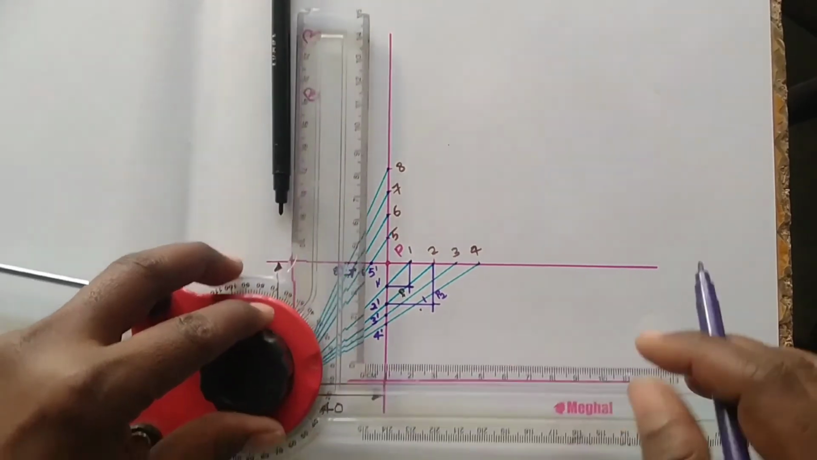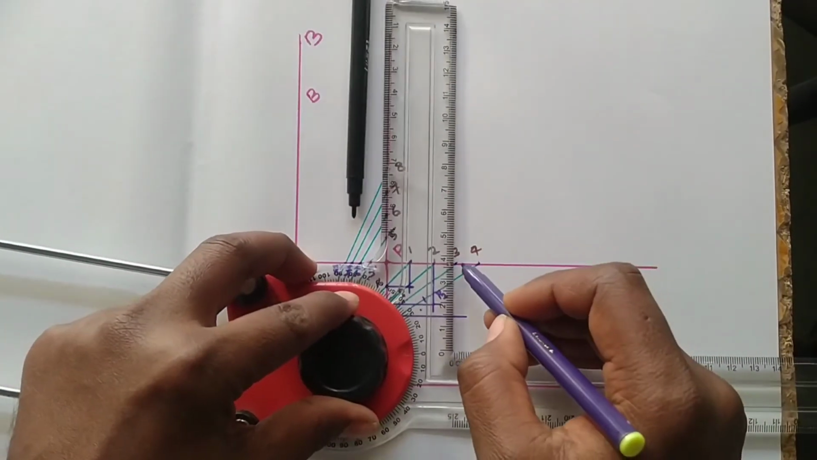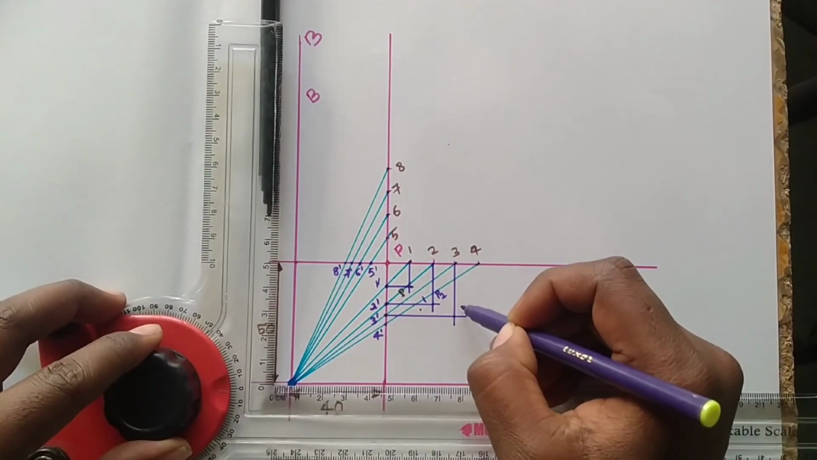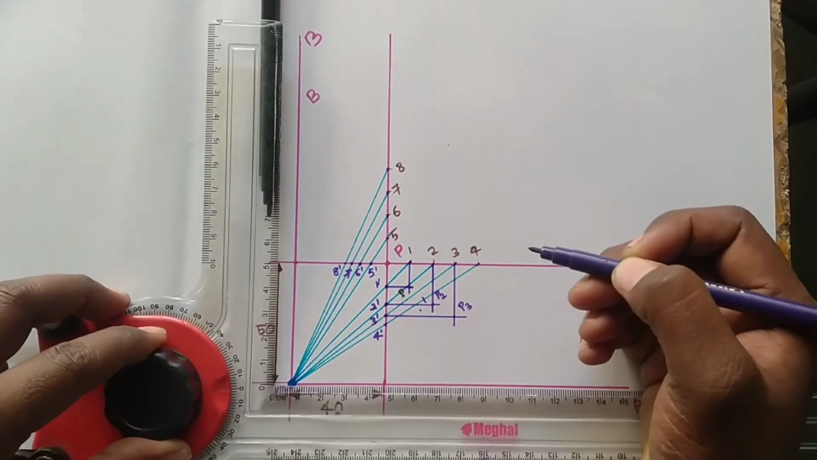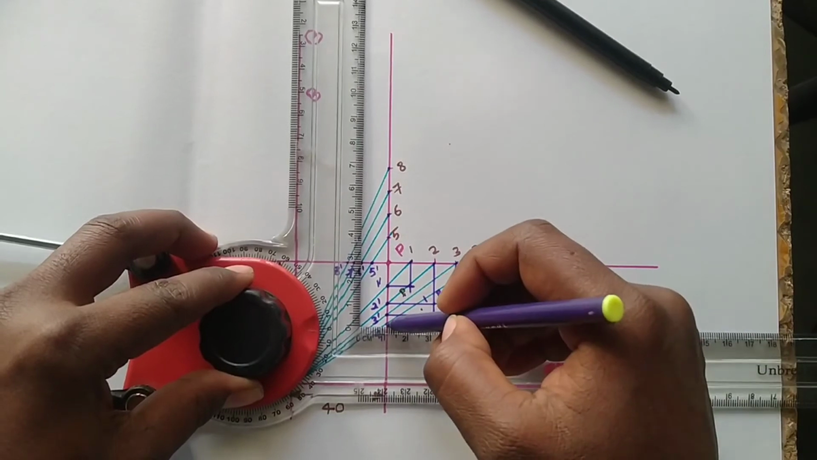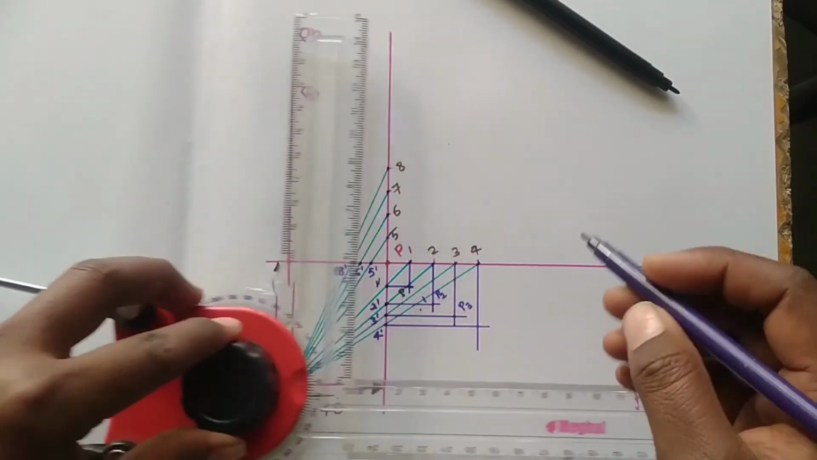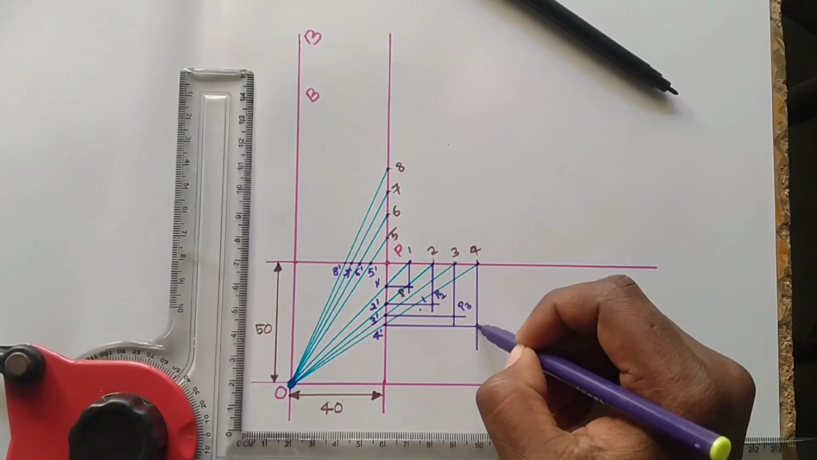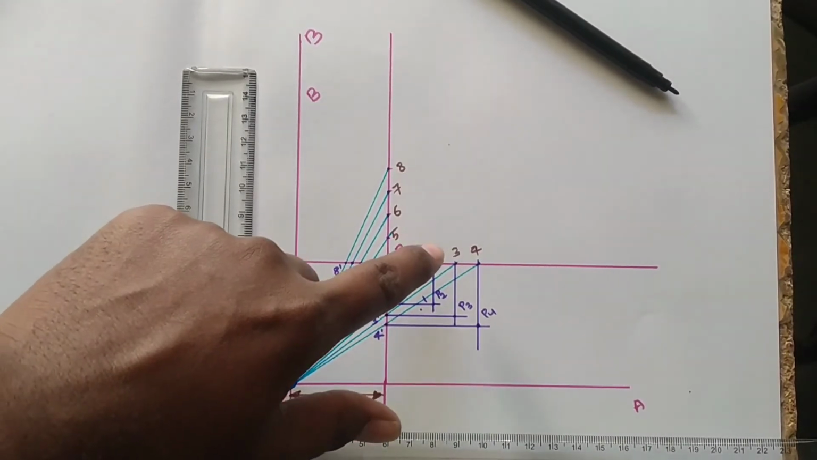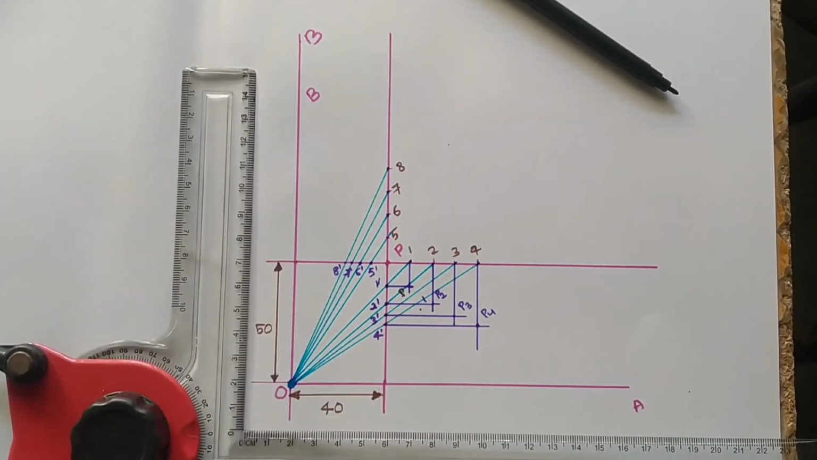Next, draw a horizontal line from 3 dash and a vertical line from 3. Let this intersection point be P3. Next, draw a horizontal line from 4 and a vertical line from 4 dash. This 4 4 dash intersection point is P4. So 1 1 dash intersection point is P1, 2 2 dash is P2, 3 3 dash is P3, and 4 4 dash is P4.